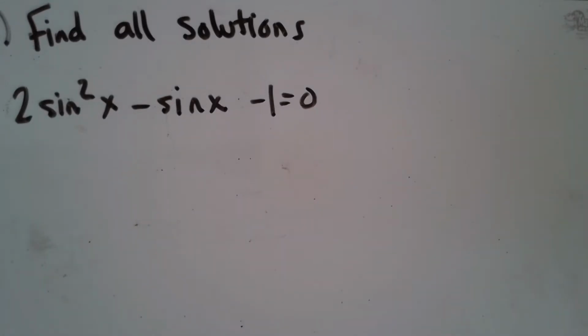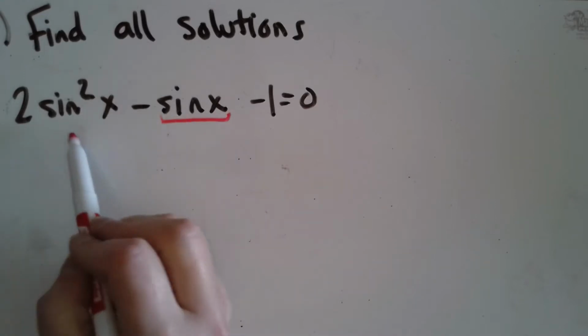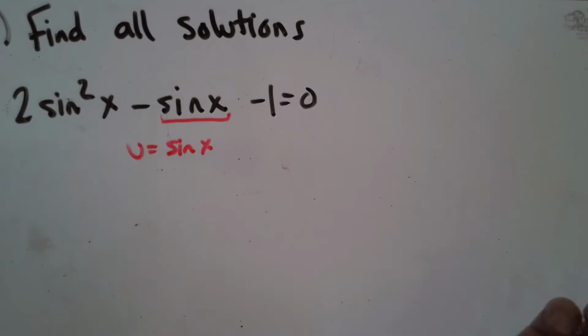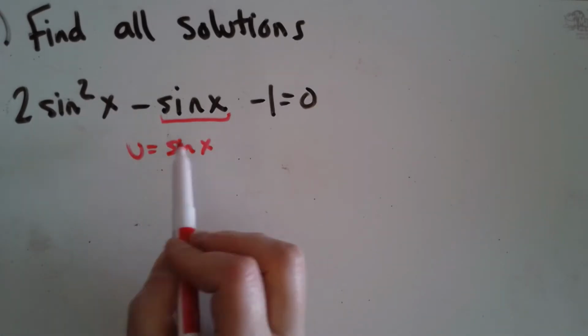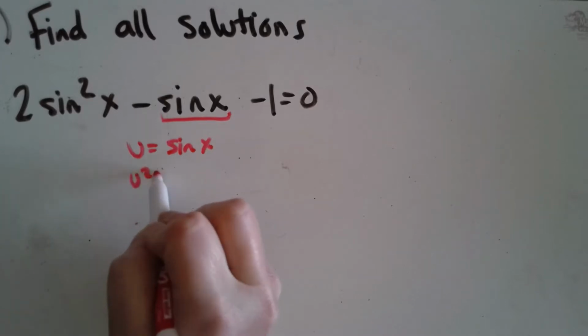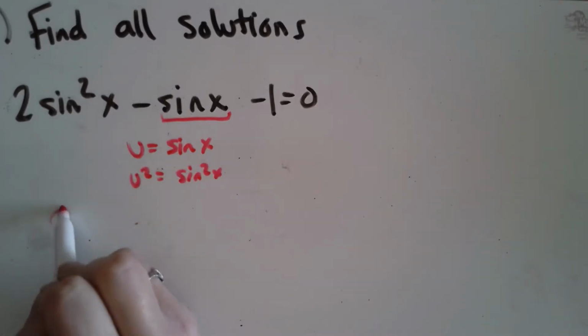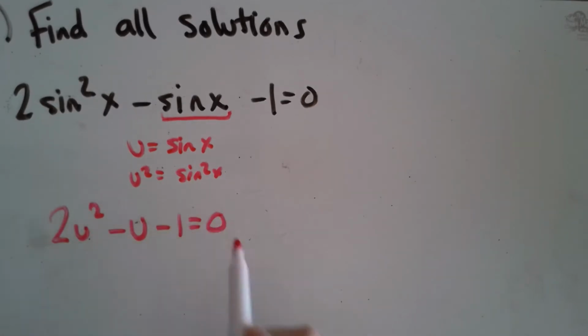So 2 sine squared x minus sine x minus 1. Okay, what makes this so difficult is this sine x in here. So we're just going to do a little u substitution. We're going to say u equals sine x. If you square both sides, you get u squared equals sine squared x. So really, I'm just dealing with 2u squared minus u minus 1 equals 0.